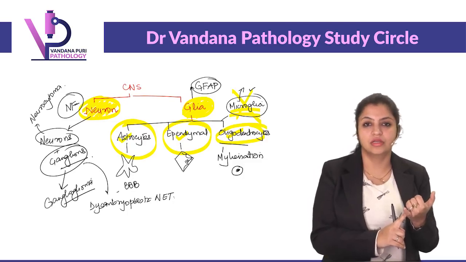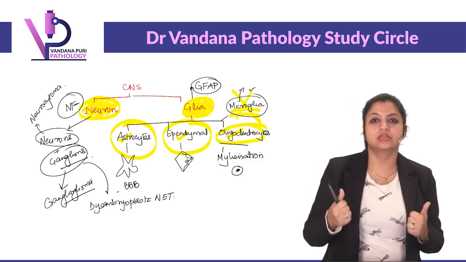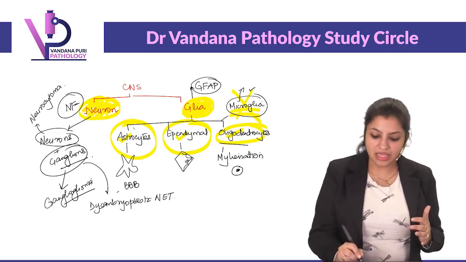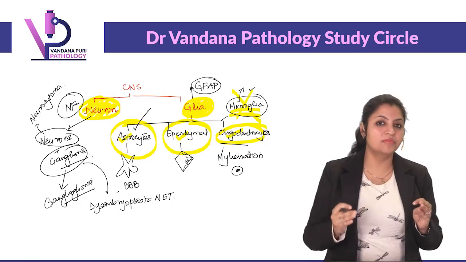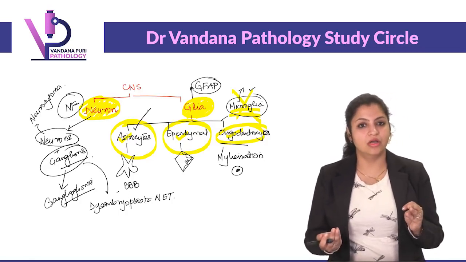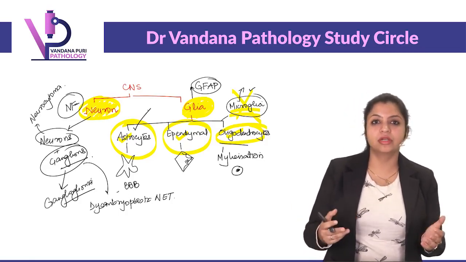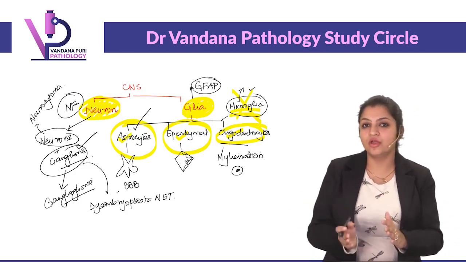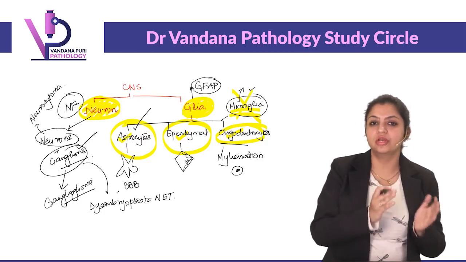Now if somebody asks you which is the most common type of glioma? Astrocytoma. So the most common type of glioma is astrocytoma. Again somebody changes the question, most common type of neuronal tumor? Ganglioglioma. So ganglioglioma is the most common type of neuronal tumor.